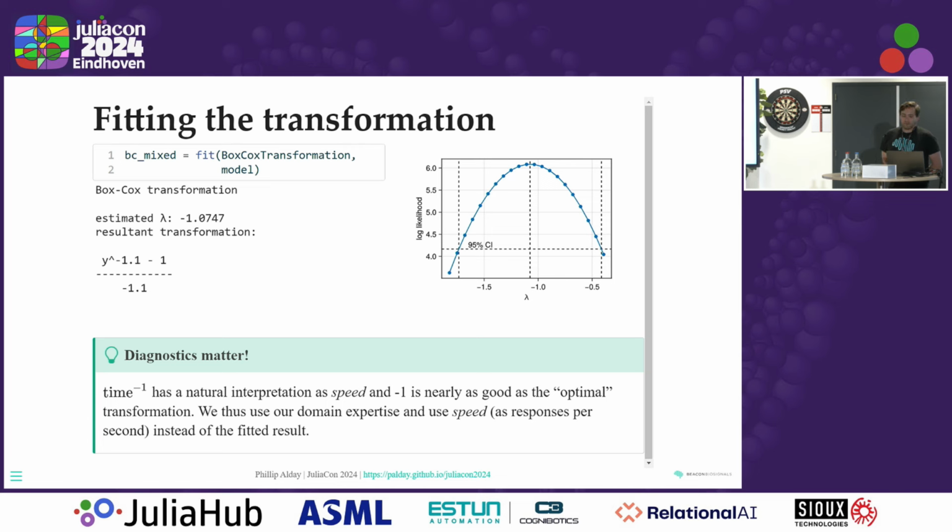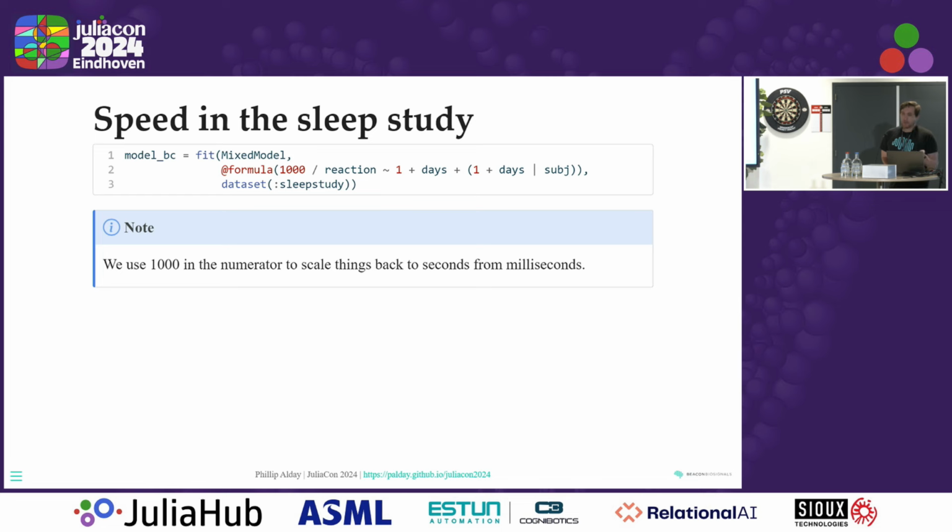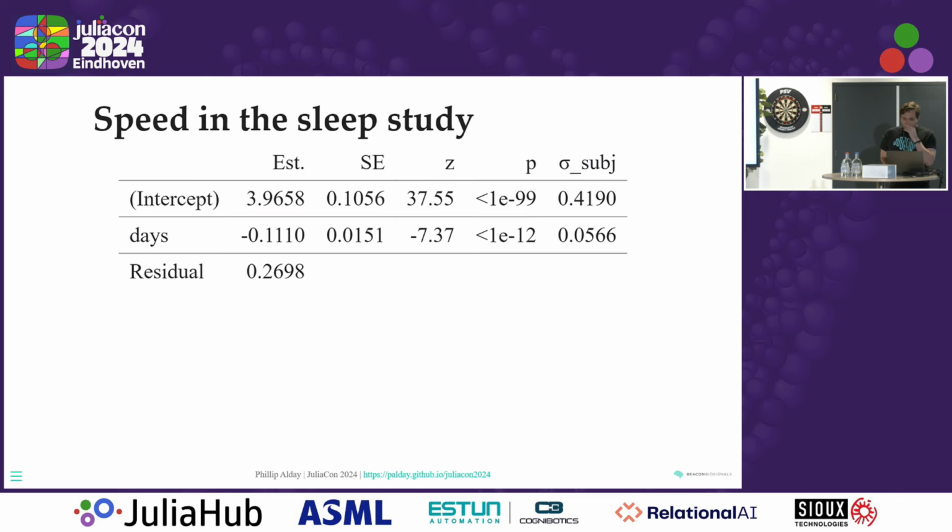It's well within the 95% confidence interval, so rather than using the empirical estimate of minus 1.1, we typically just use minus 1, and then we interpret it as responses per second instead of the amount of time needed to respond. And so in this case, I have to add in 1,000 into the numerator because the original data are milliseconds and not seconds. Easy. And then we get this nice model. Everything works out. We're happy.